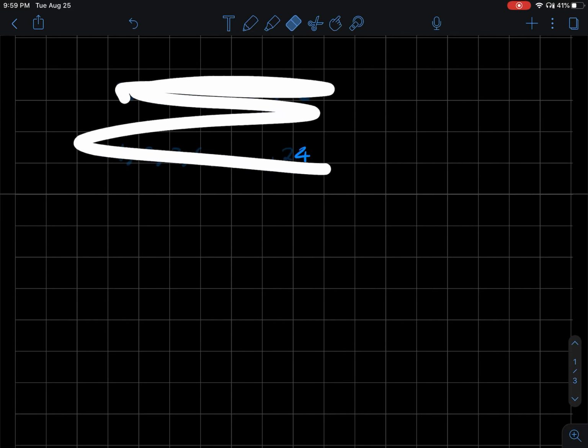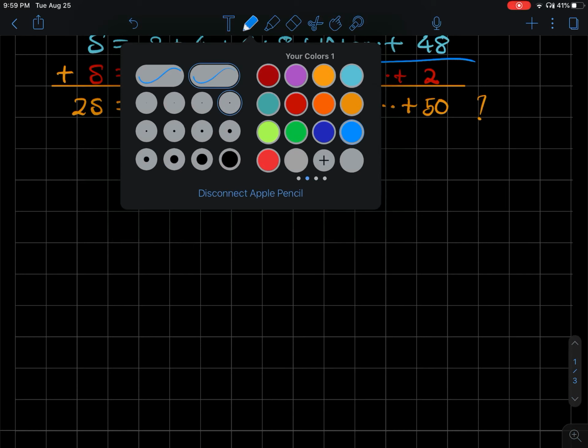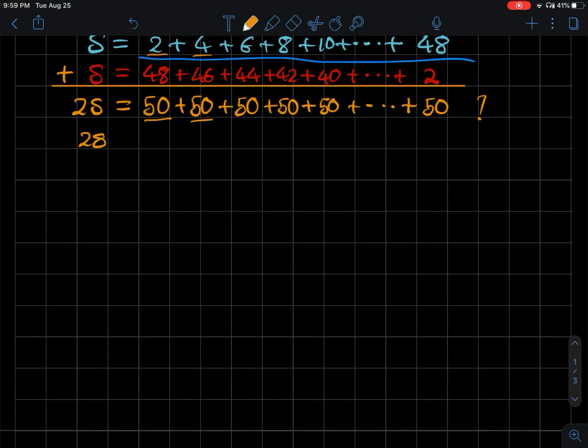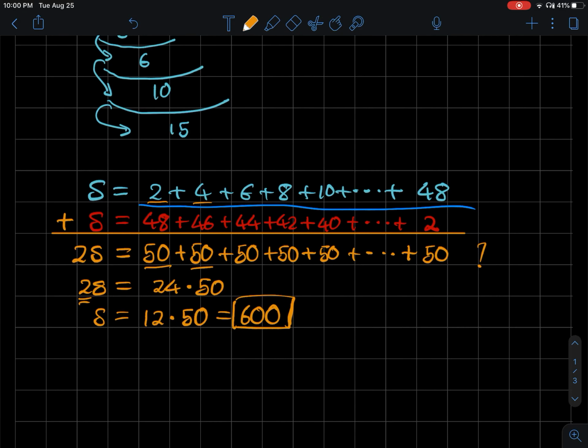Now we found how many 50s there are. There are 24 50s. So that means I can write 2s is equal to 24 times 50. And finally, dividing both sides by 2 to get rid of this 2 here gives us s is equal to 12 times 50, or 600. And look at that, a neat and easy way to find the sum of this.